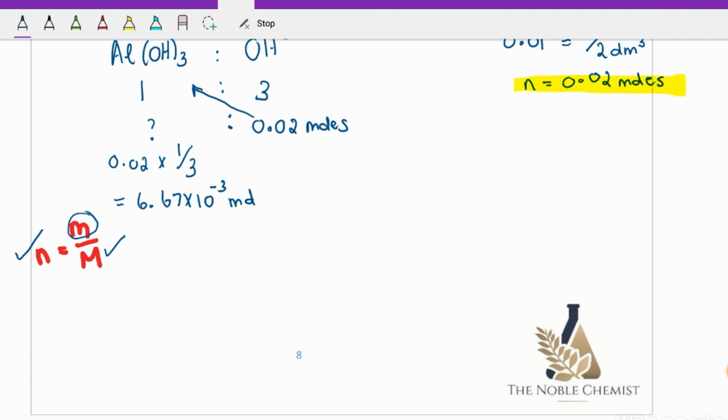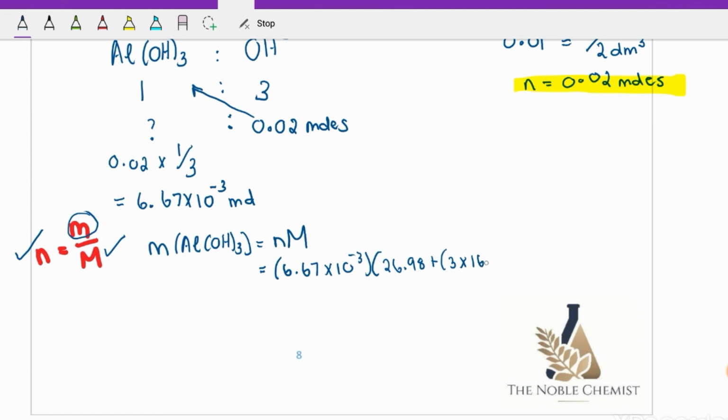So if I rearrange this equation, the mass of your aluminium hydroxide is the moles times the molar mass. Okay, so the molar mass taken from the periodic table, 26.98 for aluminium, plus these 3 oxygen atoms, plus there is 3 hydrogen atoms. So if you work out the mass, you get 0.52 grams.